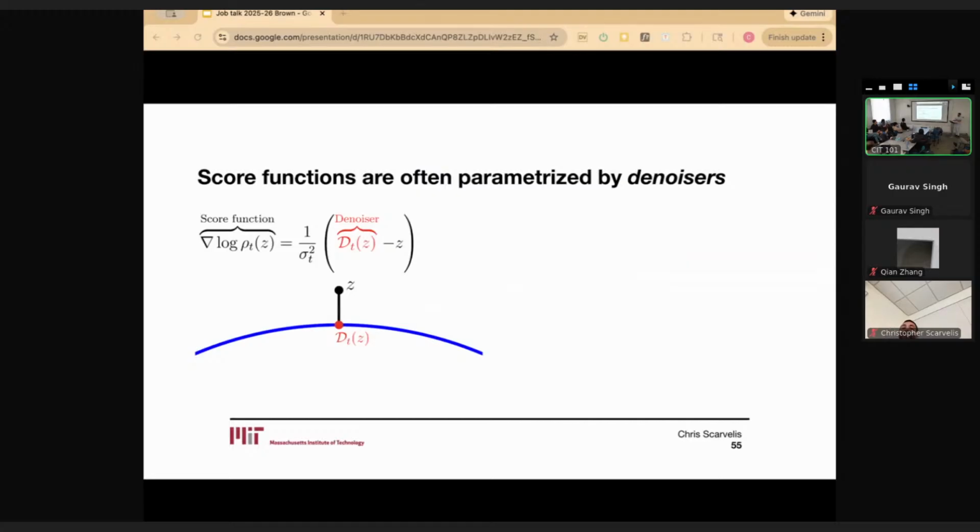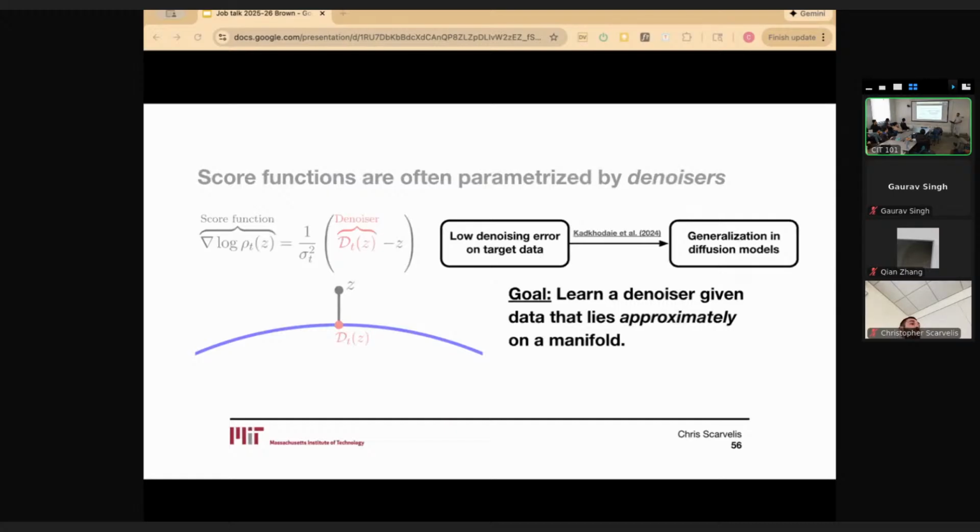So in this section, we're going to slightly change how we parameterize a diffusion model. In practice, a diffusion model's score function is often parameterized by a denoiser. If the score is a vector which points from the input towards its projection onto the data manifold, then the denoiser is the function which computes that projection. Now, it turns out that denoising performance is closely related to generalization. In particular, if we have a denoiser that accurately reconstructs data from the target distribution, then a diffusion model built from that denoiser will generalize and sample from that distribution. And so in light of this, our goal is going to be to learn a denoiser that can only access data that lies approximately on a manifold.